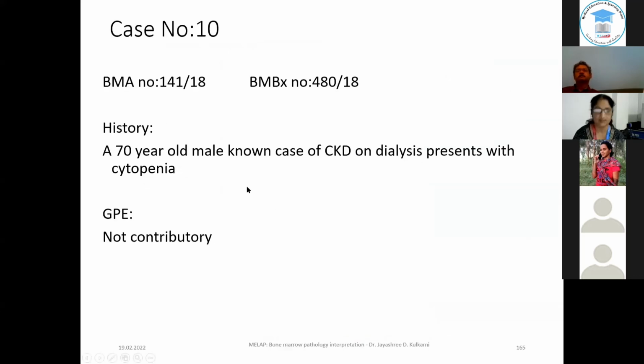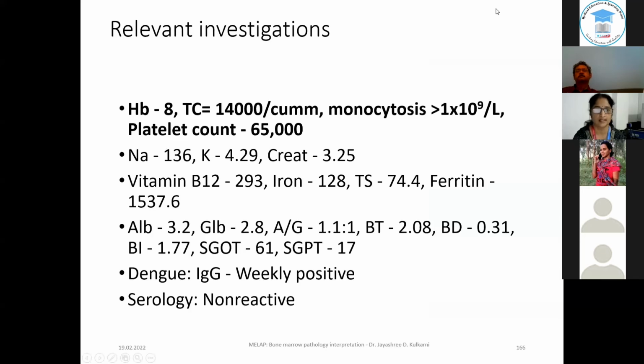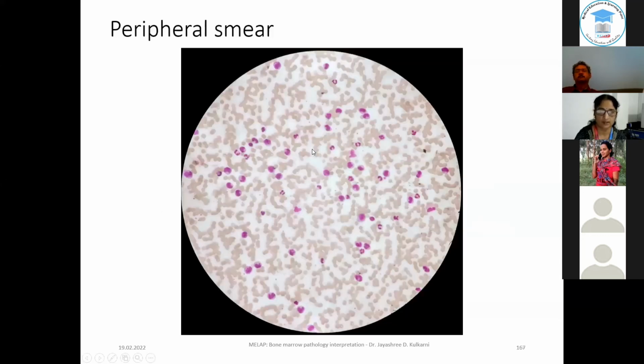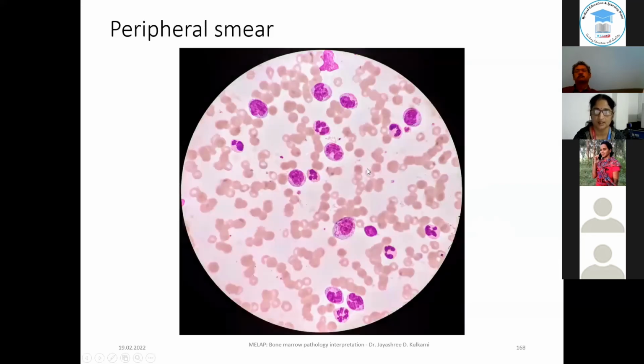The next case is a 70-year-old known case of CKD on dialysis who presented with cytopenia. Now, hemoglobin is 8, monocytosis is present, and the platelet count is again low. The rest of them are not really contributory. If you look at the peripheral smear, you can already make out that there is monocytosis. Closer view, monocytosis, but are these regular monocytes? They do not look like regular monocytes.